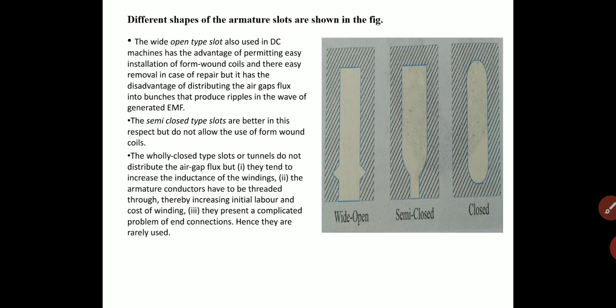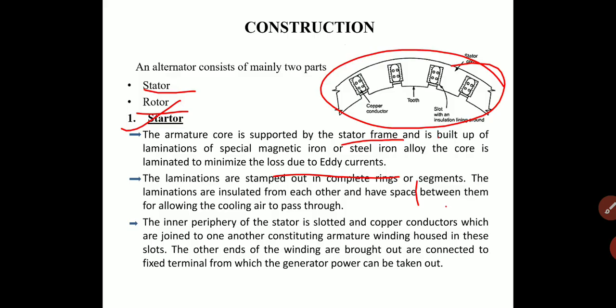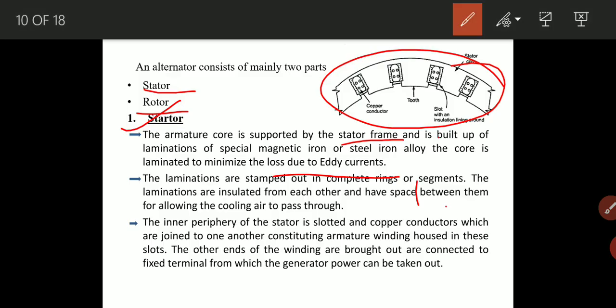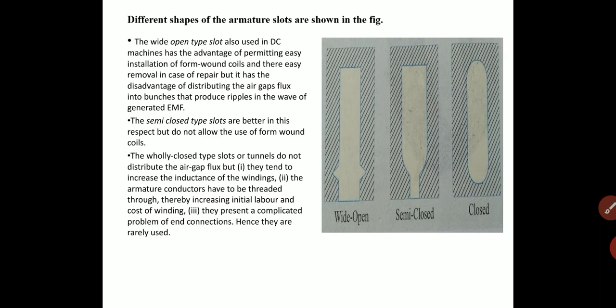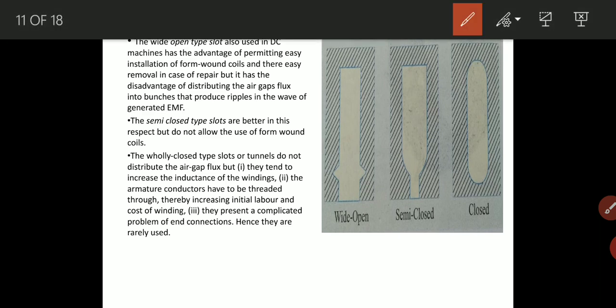Different shapes of armature slot. Here you see that these are the armature slots. The armature consists of multiple slots, which hold the copper conductors or copper wire. So these slots are of different types. Three types of slot are there: wide open, semi closed and closed.